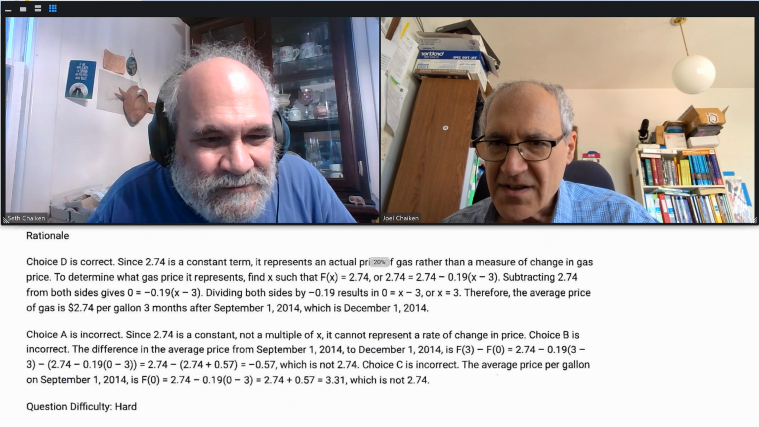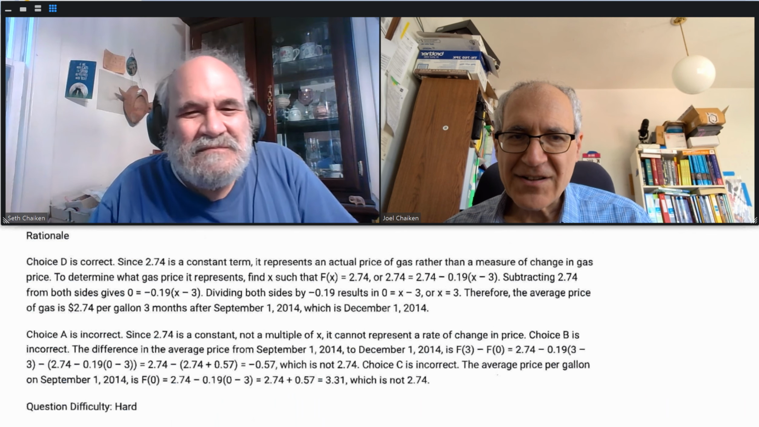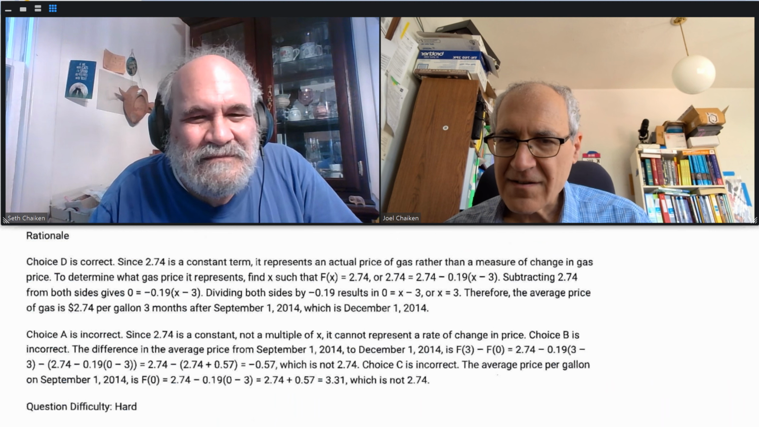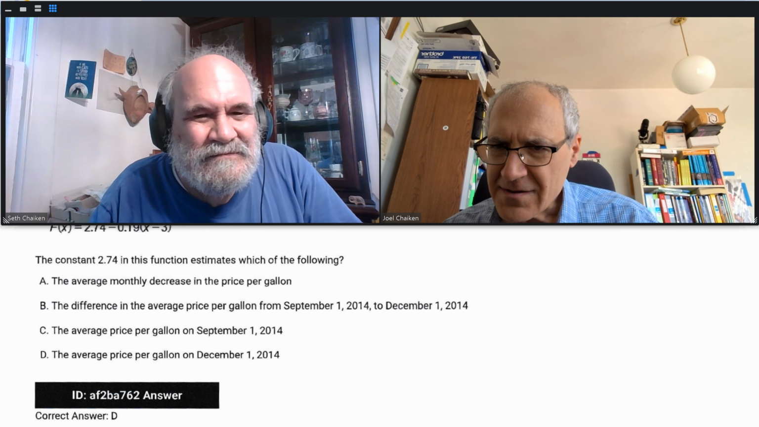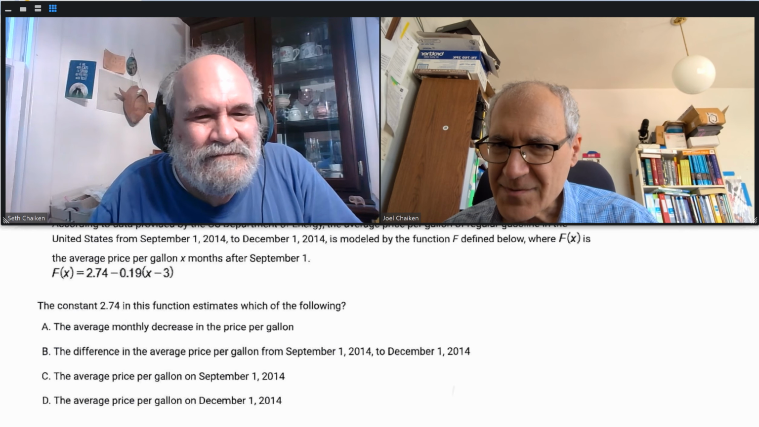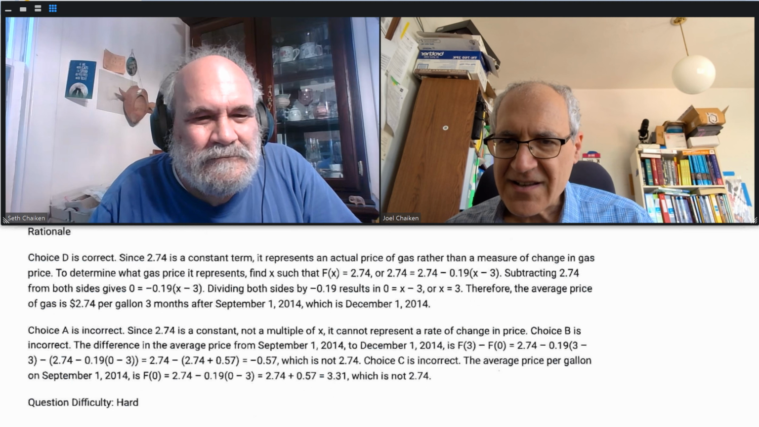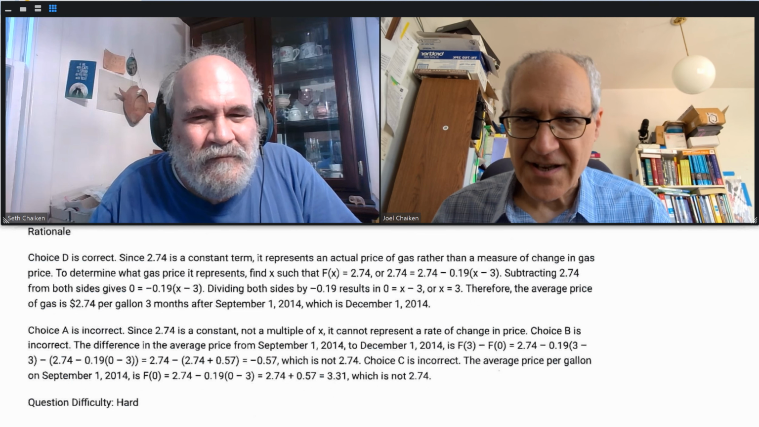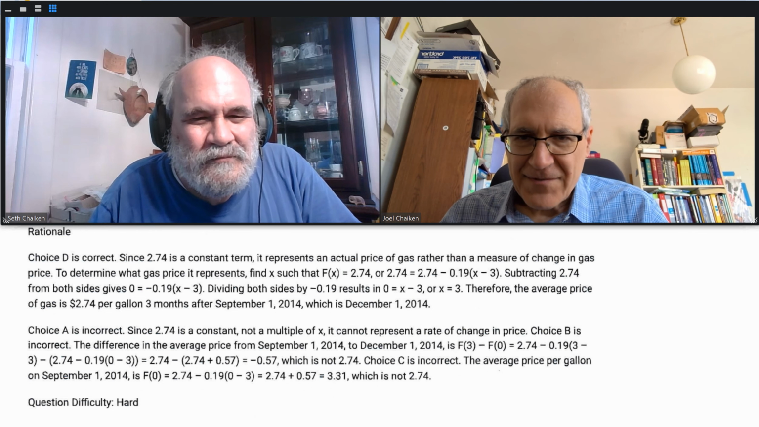Since 2.7 was a constant term, it represents the actual price of gas rather than a measure of change in gas price. Oh, really? Some of those prices were... Wait, what? Price per gallon. Okay, anyway. To determine what gas price it represents, oh my God, find x such that f of x is 2.74.